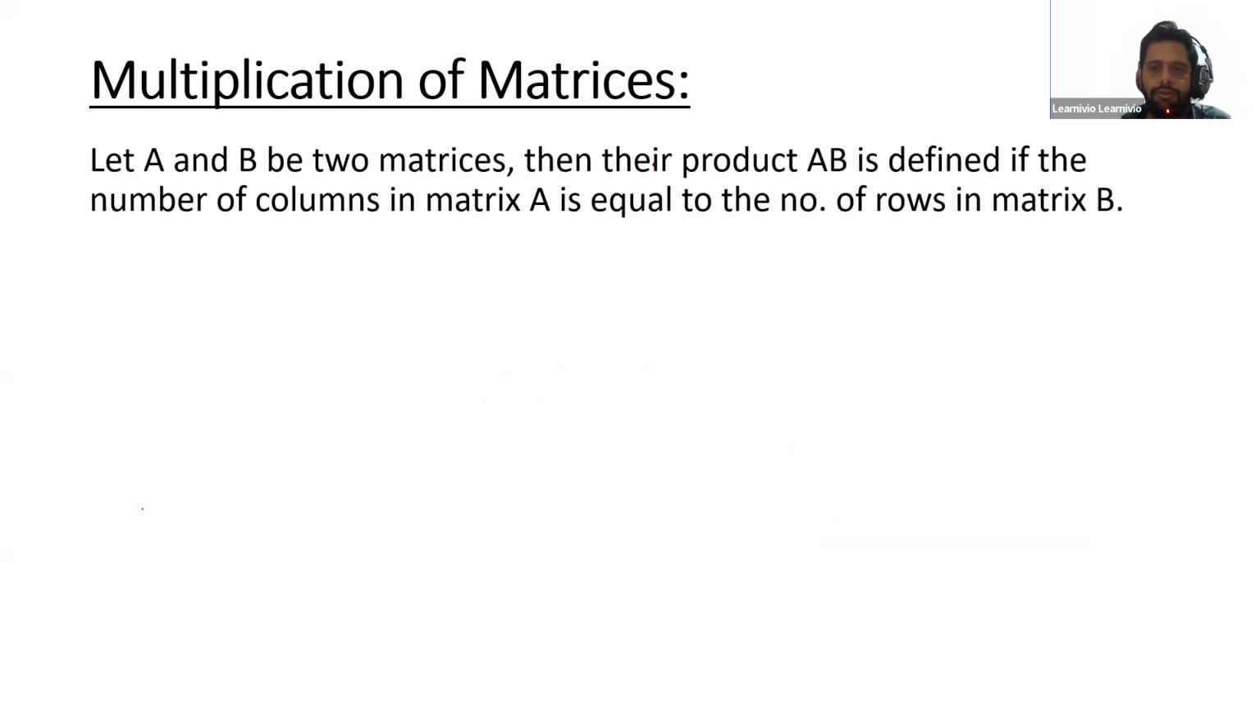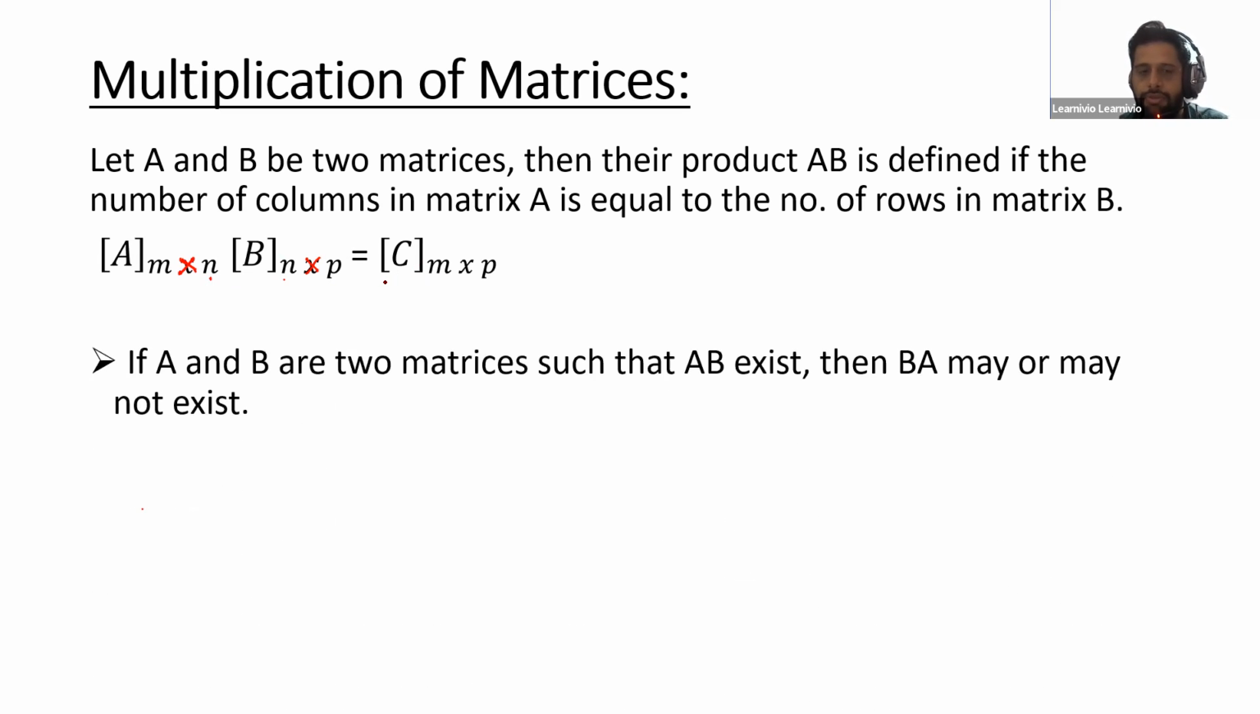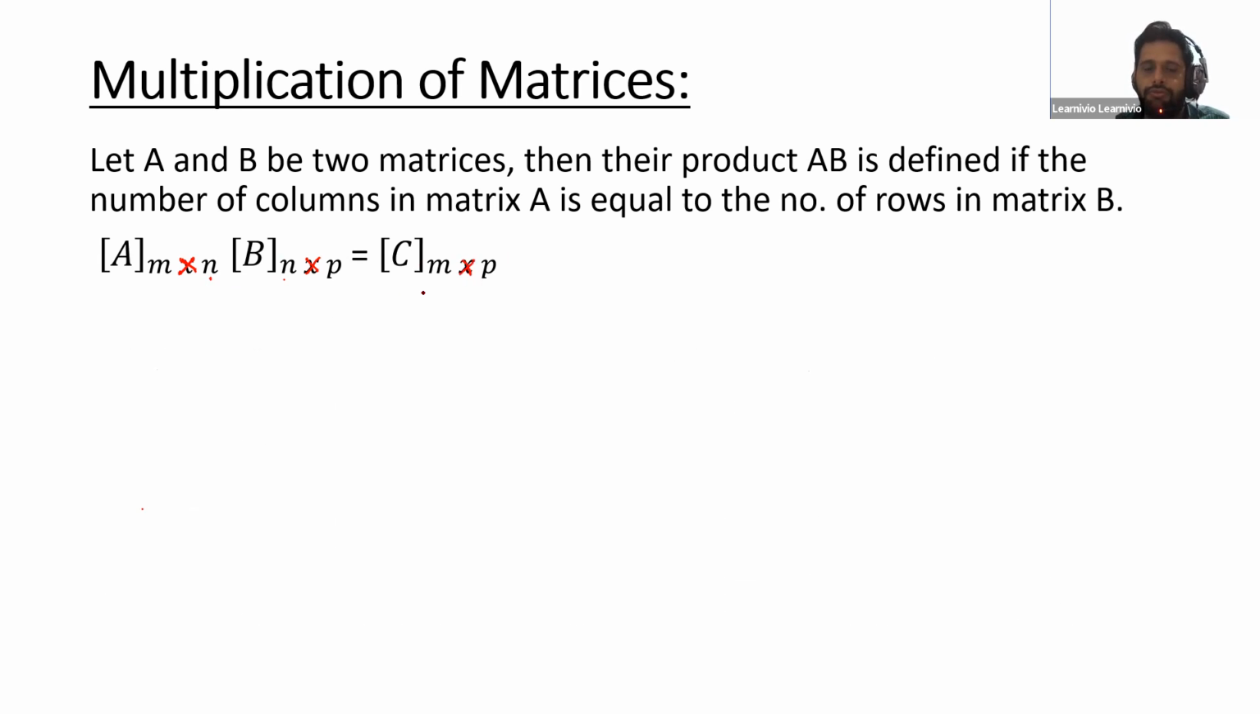Just note down this complete definition. Let A and B be two matrices. Then the product AB is defined if the number of columns in matrix A is equal to the number of rows in matrix B, which we have already discussed. That means we can multiply AB when these two are the same. This is the order, and the resultant order will be m by p. Please note this down.